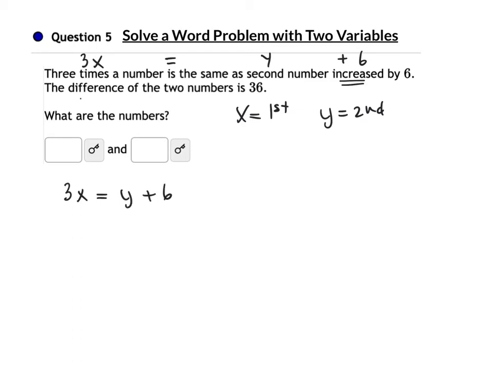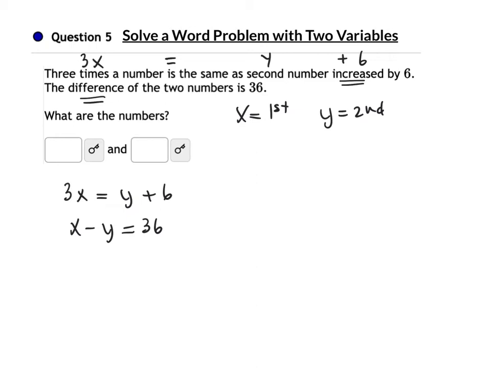The difference means subtract. The difference in the two numbers is 36. x minus y equals 36. Again, you could use elimination, you could use substitution. For a variety, I'll use elimination this time.